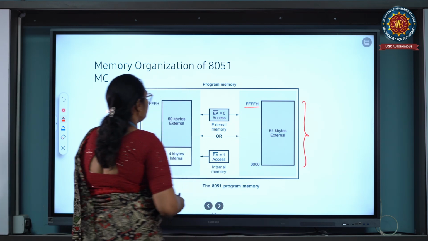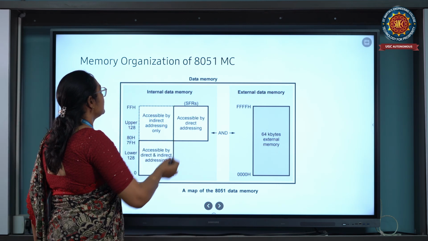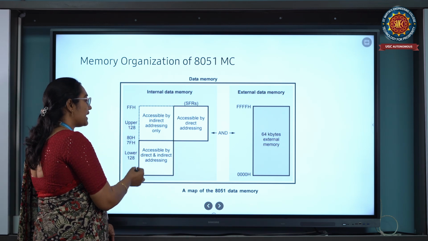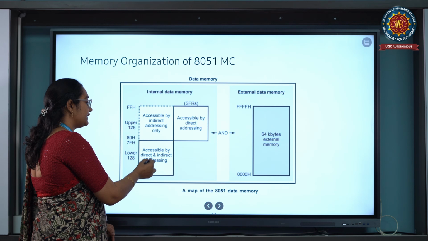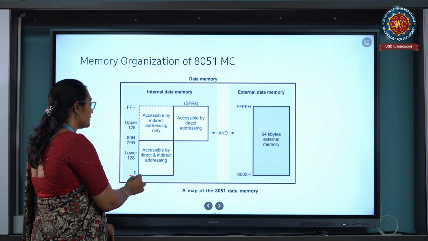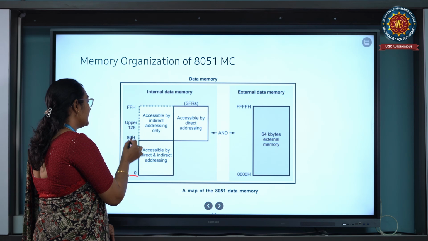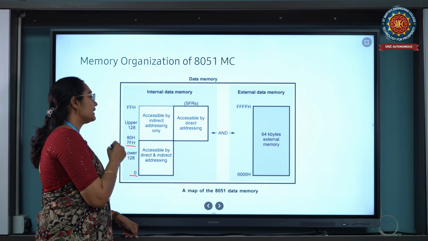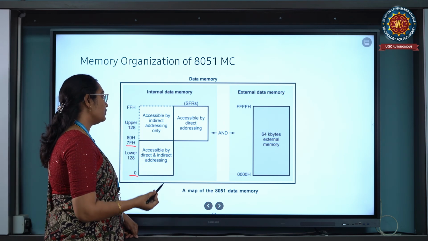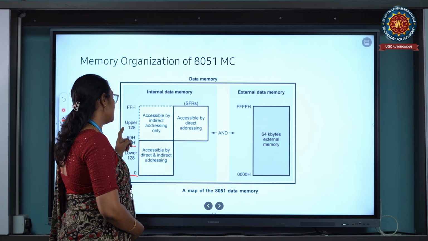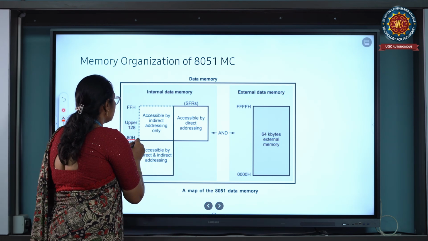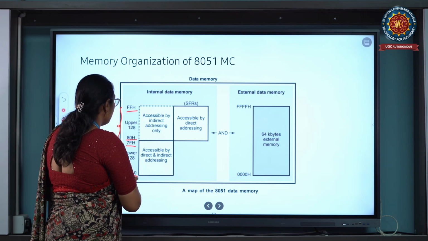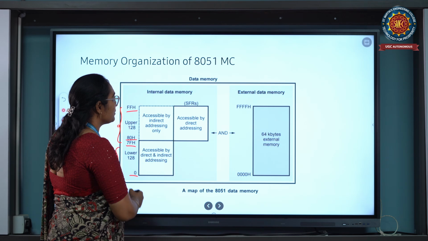Next, the memory organization of the 8051 microcontroller. The lower 128 bytes of random access memory are accessed by direct and indirect addressing modes, ranging from 00 to 7FH. The upper 128 bytes of RAM are accessed by direct addressing mode and used as the special function registers. This ranges from 80H to FFH, the hexadecimal address. This is the random access memory organization.